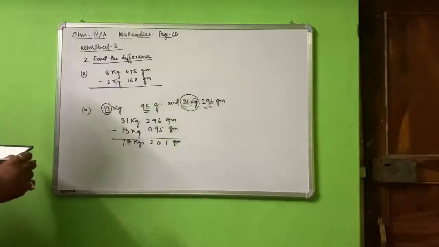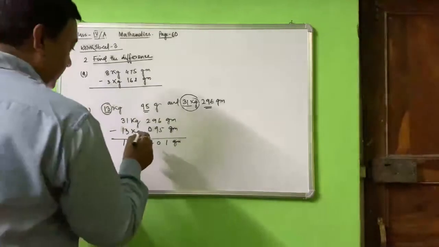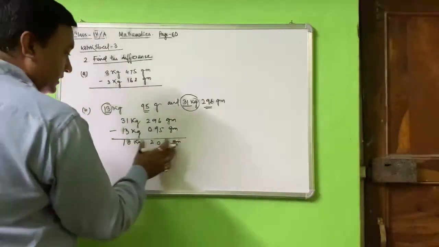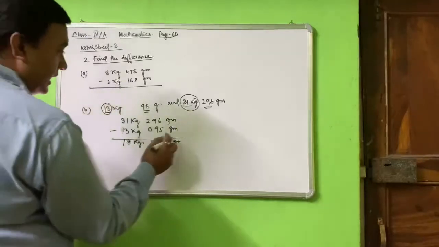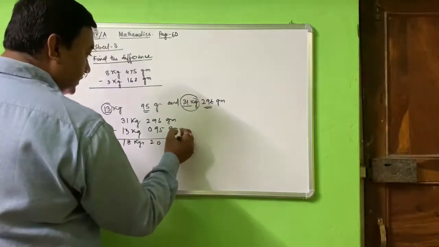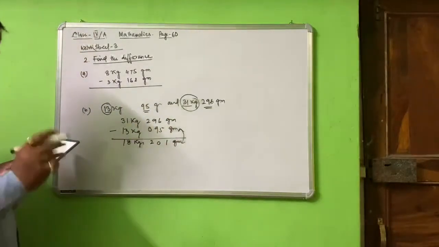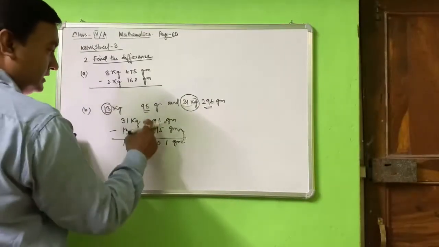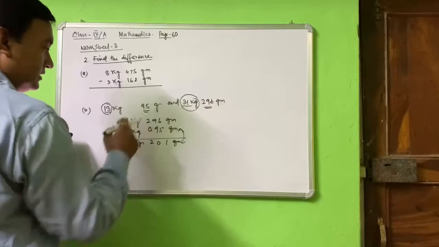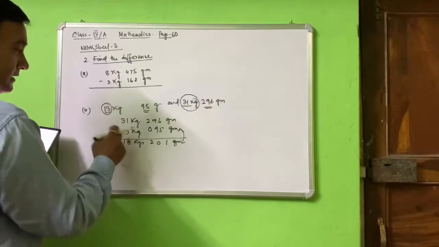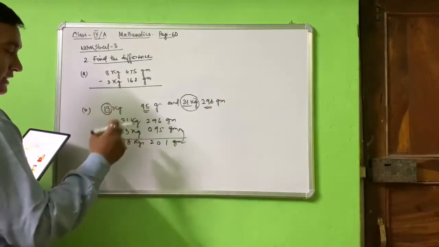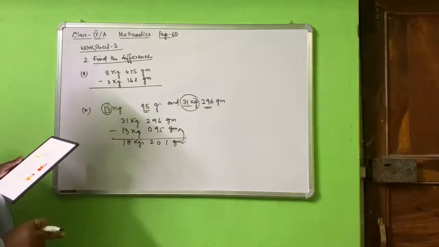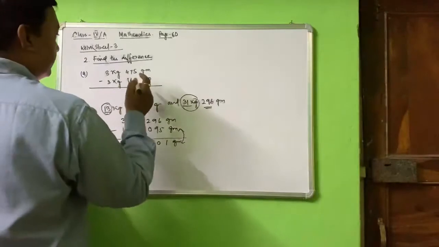One thing should be, how do you know that your answer is correct? Whatever the answer will come, if you add these two, then this value will come. Now you want to see this one. 5 plus 1, 6. 9 plus 0, 9. 2 plus 0, 2. 8 plus 3, 11. 1 carry forward. 1 plus 1 and another 1. So it is 3. Now we do this one.